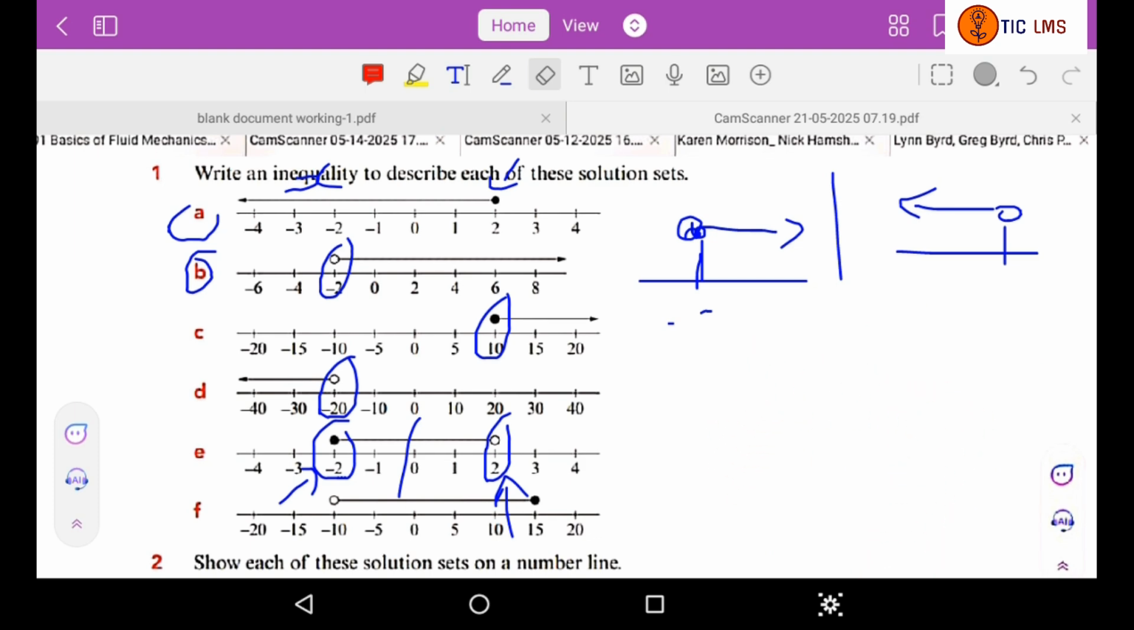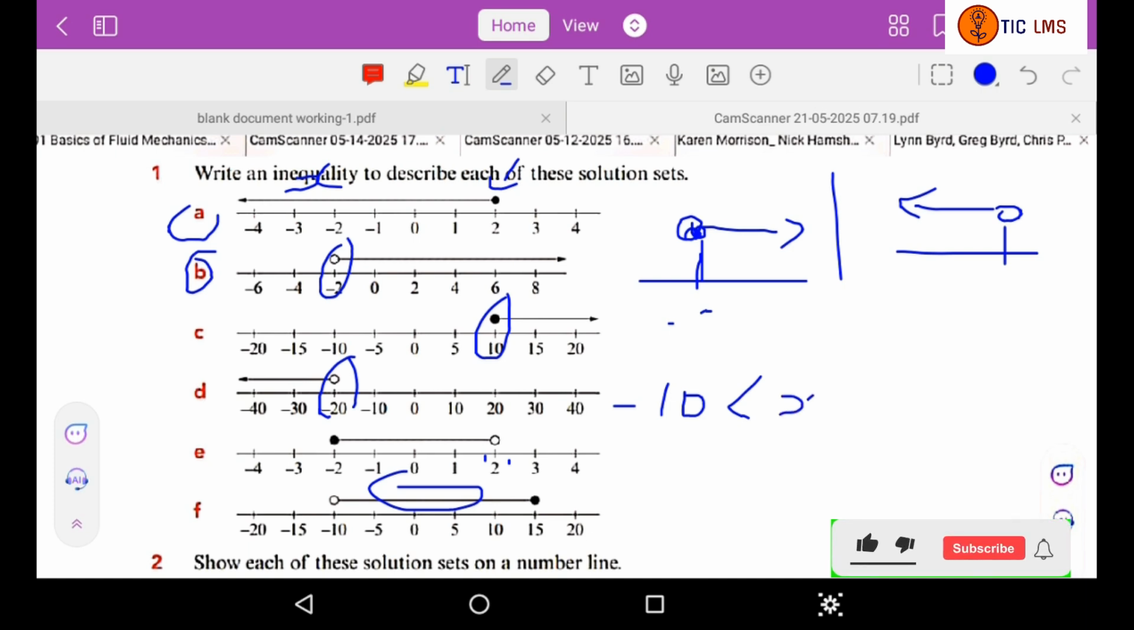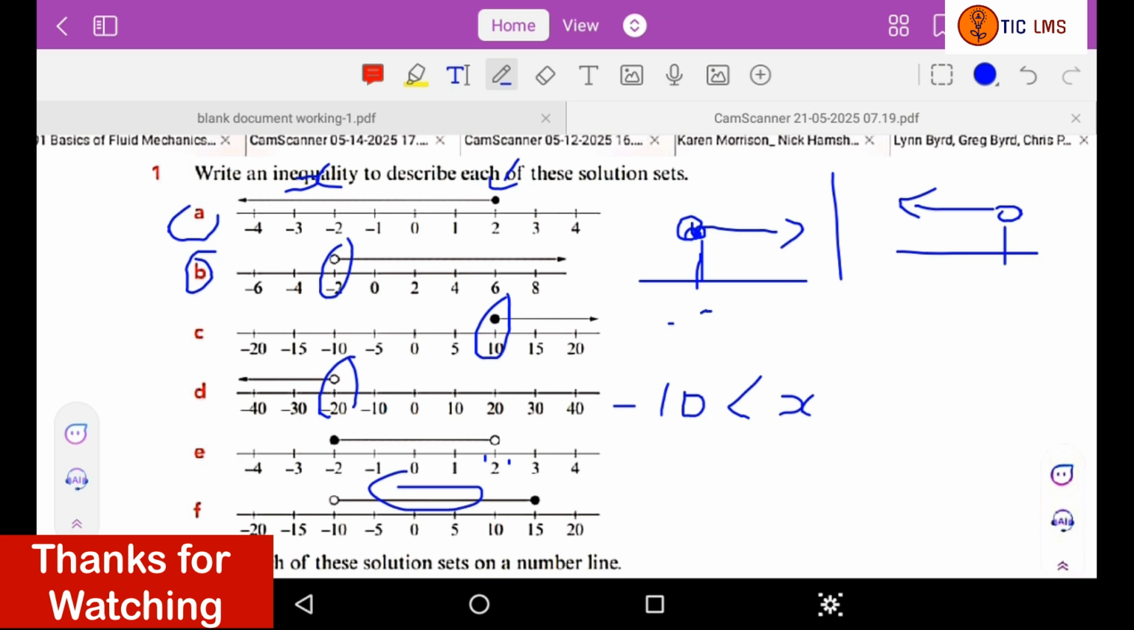Let's quickly take a look at this particular one, and that's for F. Now, how do we go about F? Let's work on it as fast as possible. These are the values of x here, and they are in between this place. So we can say that -10 is less than the values of x, and the values of x are less than or equal to 15.